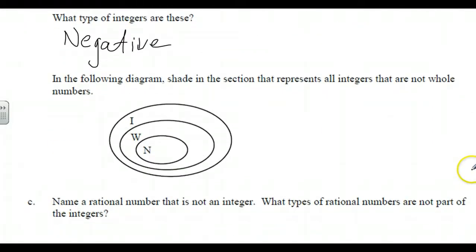In the following diagram, shade in the section that represents all integers that are not whole numbers. Okay, let's see how well I can shade. So if they were whole numbers, you know, like 1, 2, 3, 0, etc. So this is shading in. Basically, this area that I'm shading or attempting to shade is the negative integers. All the other positive integers are actually included in here, and then 0 is in here.